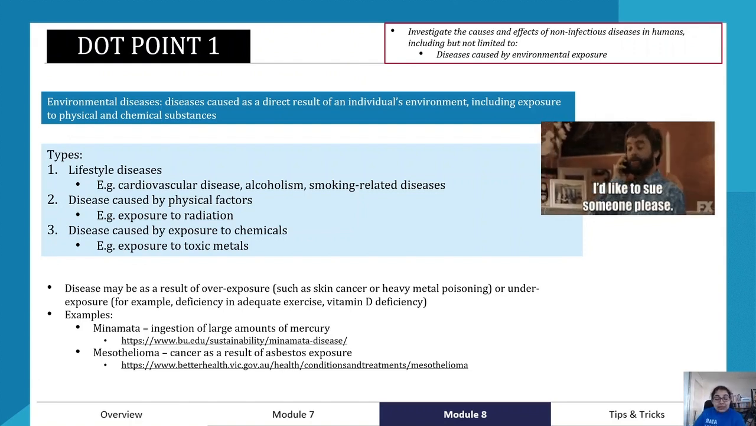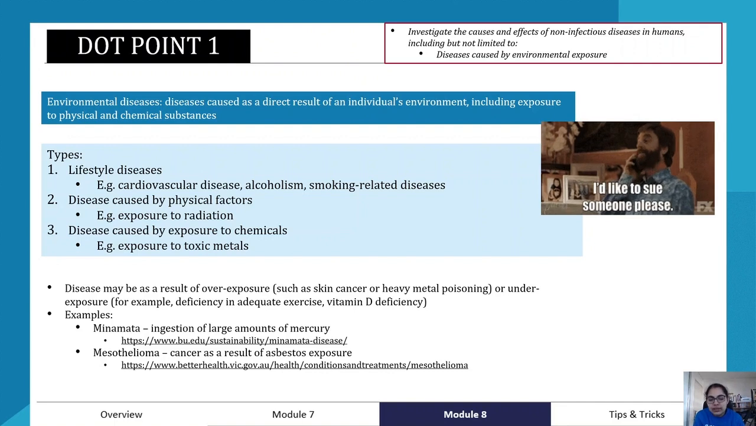So some diseases can happen as a result of overexposure, for example, skin cancer or heavy metal poisoning. Or they can also happen due to underexposure, like deficiency in adequate exercise, and then also vitamin D deficiency. If you're not in the sun enough... the biggest contributor to vitamin D is sunshine, but then again, if you overexpose yourself and you're not safe in the sun, then overexposure over a long period of time can cause skin cancer. So this is again where we need to have that balance.